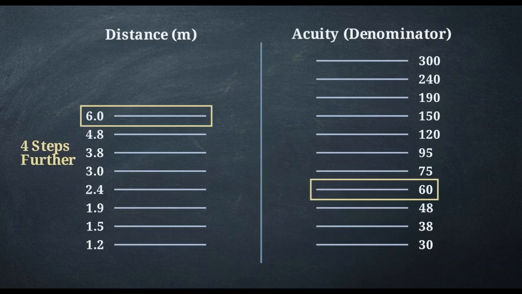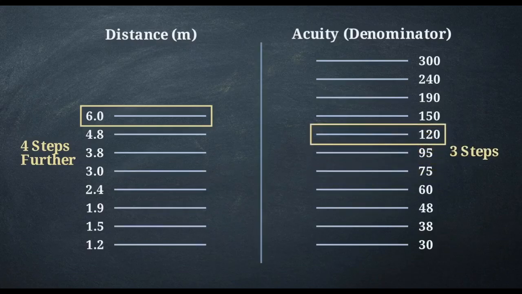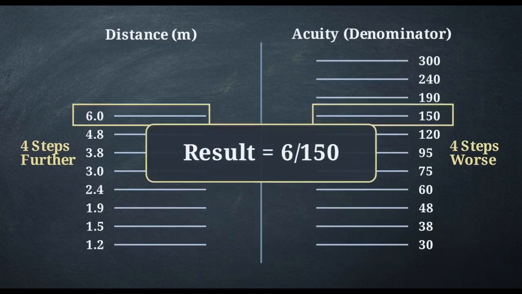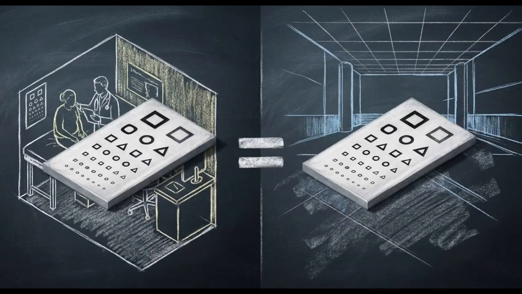Because the patient needed to be 4 steps closer to see the target, their actual vision is 4 steps worse than the 60 line. We apply those same 4 steps to the acuity column, from 60 to 75, 95, 120, and finally 150. Their recorded distance acuity is 6/150. The LogMAR geometric progression allows us to take non-standard clinical measurements and convert them directly into objective, standardized data, regardless of the size of your exam room.